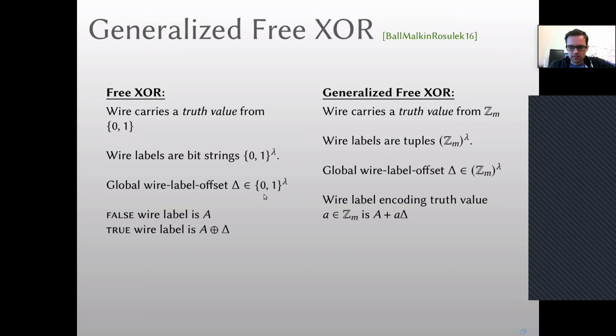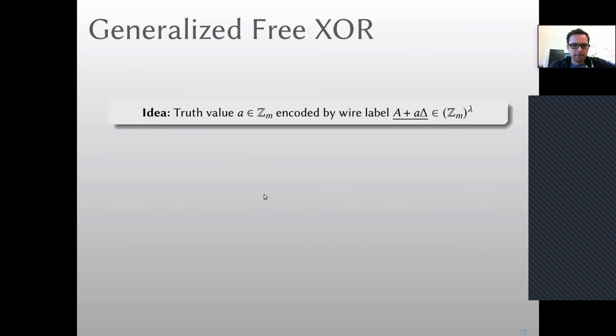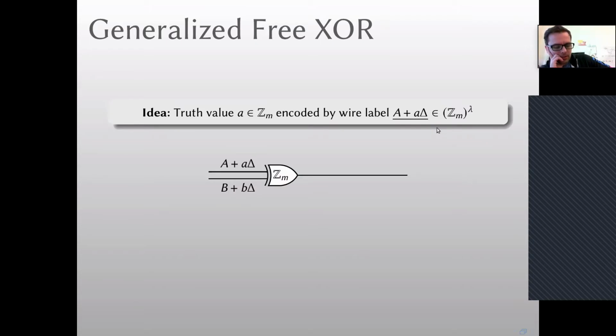Okay, this is pretty decent. Okay, this is good. Yeah, so here's a summary of what I just said. The value little a on a wire has this wire label. Okay, so if you have a gate like this, so this is a gate for addition mod m.